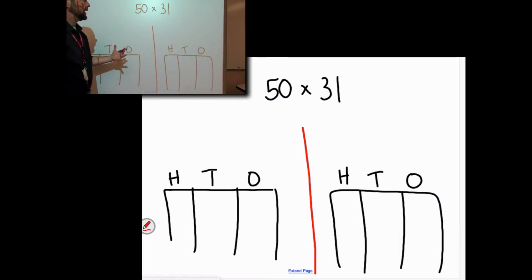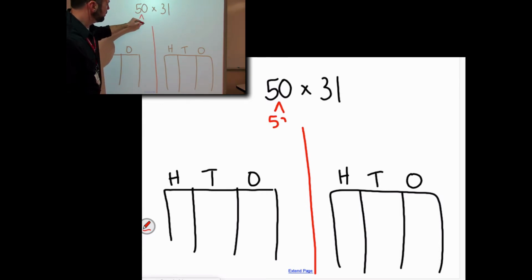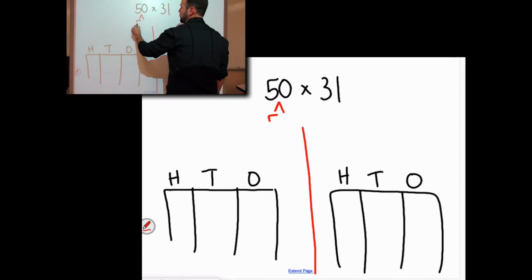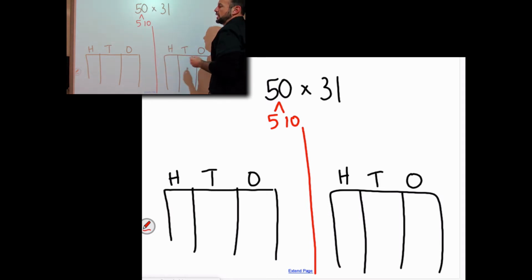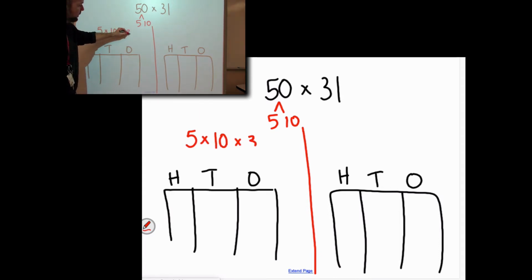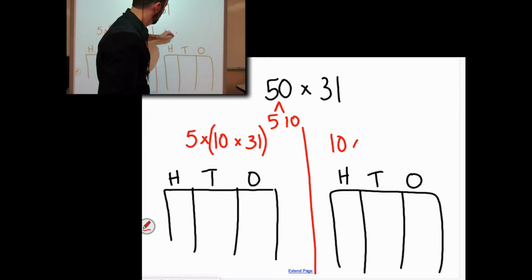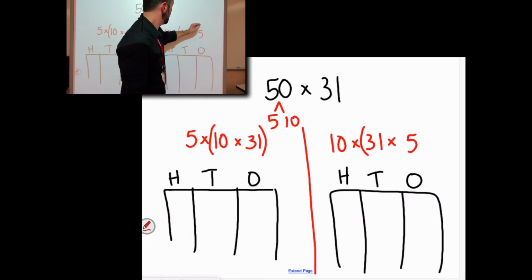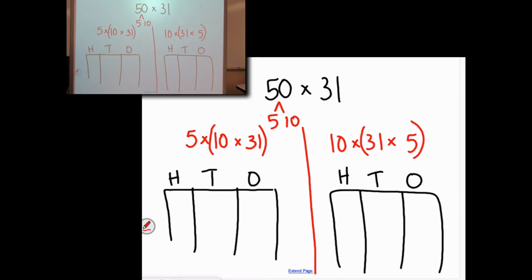50 times 31. And again, since we're multiplying by a multiple of 10, I'm going to break that 50 up into a 5 and a 10. So I can think of these problems two different ways here. 5 times 10 times 31. Okay, so I can do my 10 times 31 first and then multiply that by 5. Or over here, I could do 10 times 31 times 5. So I could do my 31 times 5 first and then multiply it by 10.